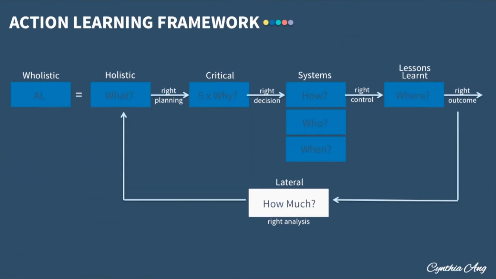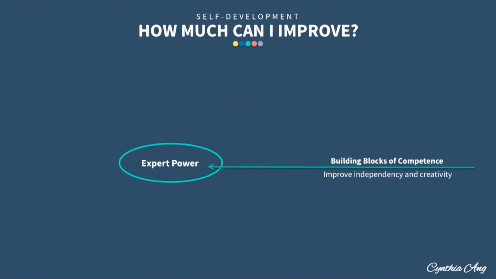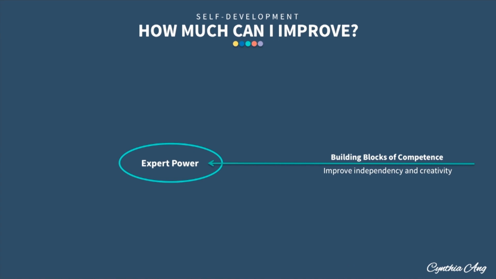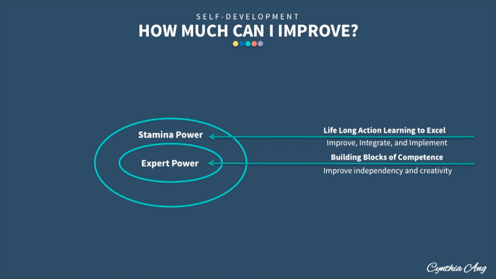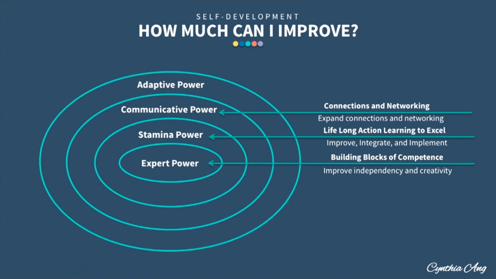And now for the last question, it will be, how will I improve myself to gain expert, stamina, communicative, and adaptive power? So for expert power, it can be enhanced through building blocks of competence in which it will improve my independence and creativity. And for stamina power, it can be enhanced through lifelong action learning to excel, in which it will improve, integrate, and implement. And for the communicative power, it can be enhanced through connections and networking by expanding it. And for the adaptive power, it can be enhanced through management, leadership, entrepreneurship by improving leadership skills.